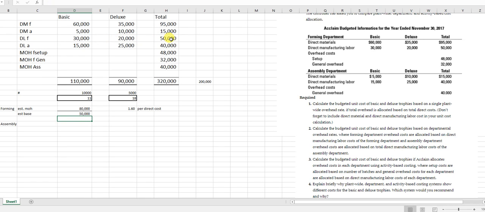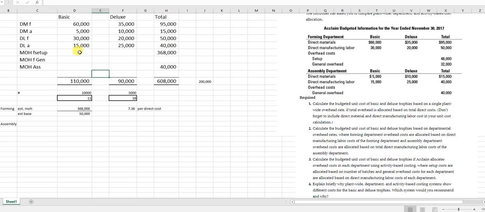I guess I could have just done that because that is all forming department, so I could have just done that 50,000 there, but anyway, so it's $1.60 per forming department direct labor costs, okay? So instead of having two of these, I'm just going to stick it up here. So I'm going to have 48,000 plus 32,000, and then I'm going to delete this one, okay?